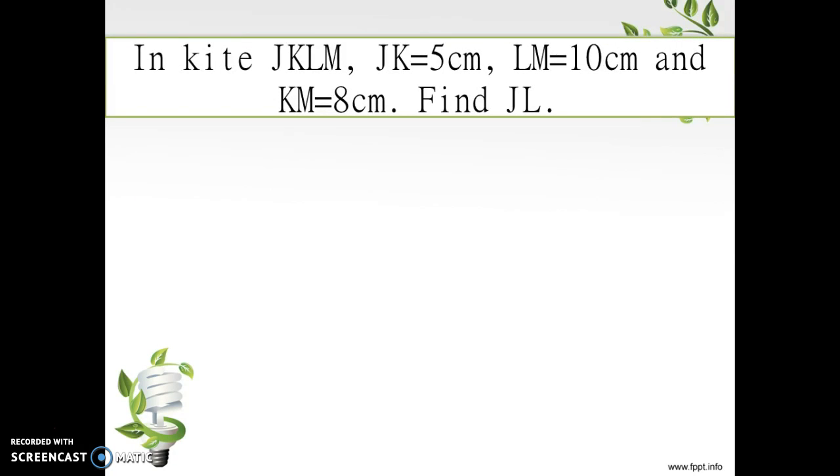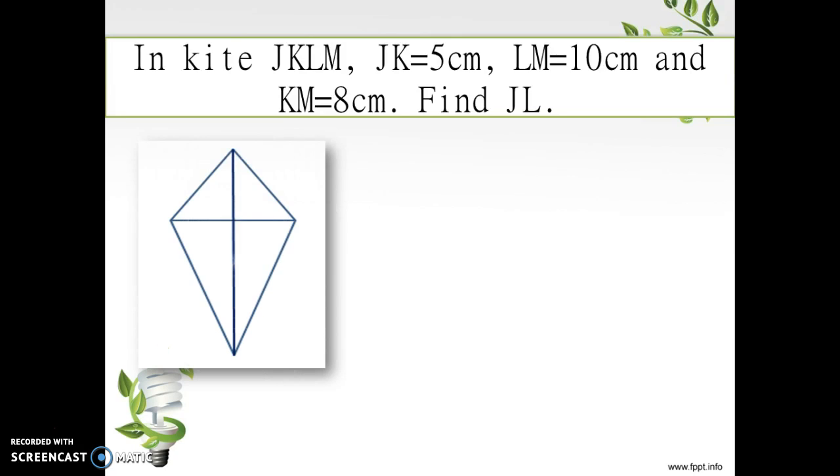In kite JKLM, so we know that in the given, we have JK equals 5 centimeters. Okay, so let's say the two diagonals meet at N. So JK now is 5 centimeters and LM is 10 centimeters. And KM is 8 centimeters.